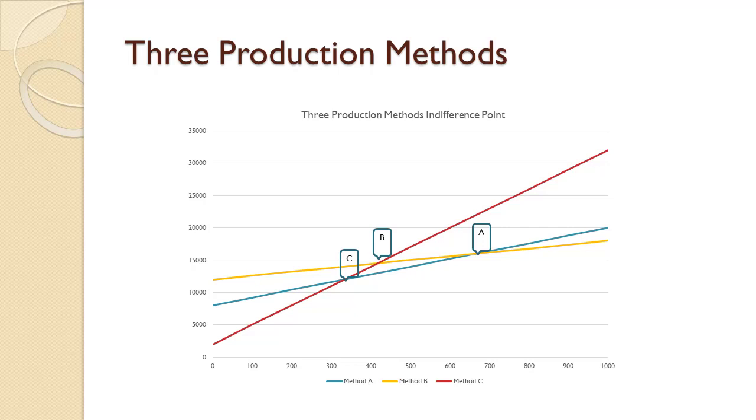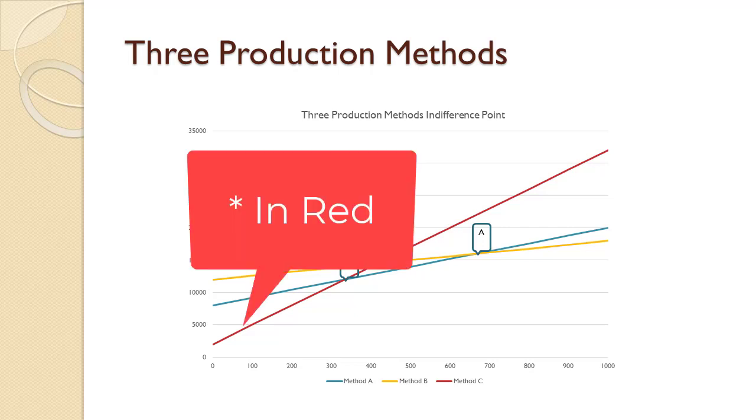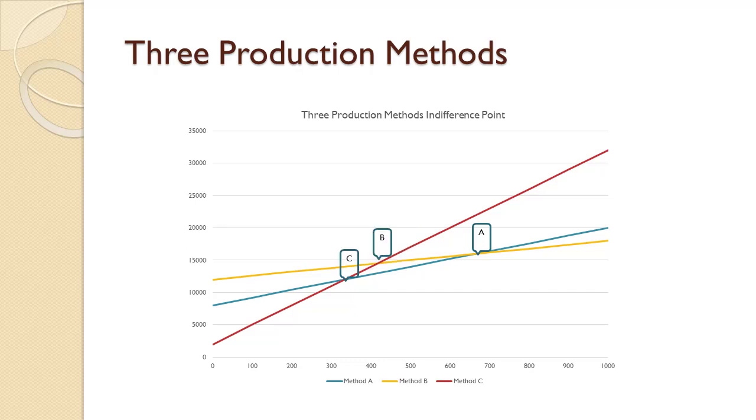Now let us take the last example and add a third production method, method C. Method C has fixed cost of $2,000 and variable cost of $30. It is shown on the graph in gray. Methods A and B did not change, so their indifference point remains 667. That point is marked with an A on the chart. Note that we will be expressing all of these indifference points as whole numbers.